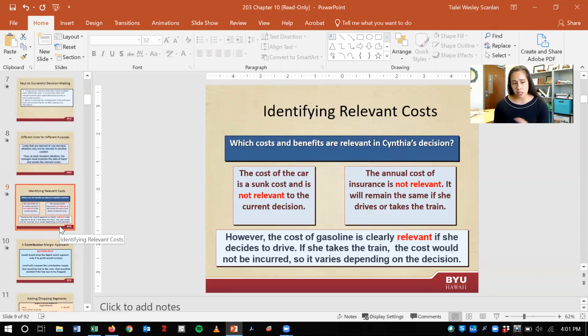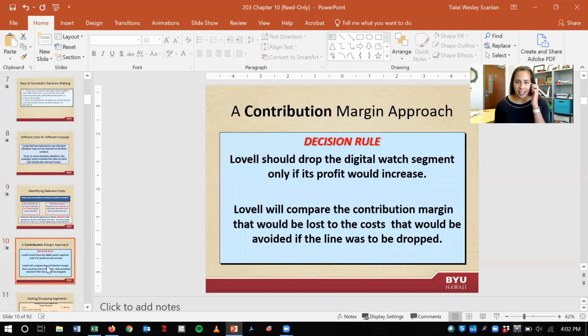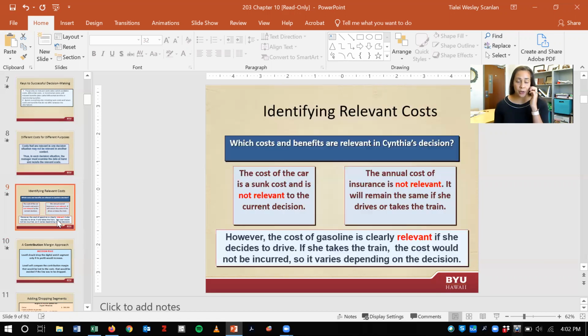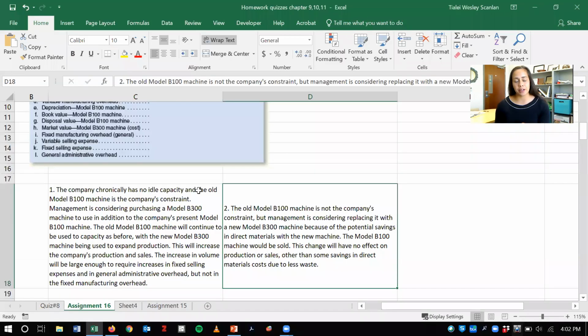For example, in the example given in these slides and also in the textbook, it talks about the cost of the car and whether you should drive or take the train, or whether you should drive or take the bike, right? The cost of the car, initially buying it, is a sunk cost, and that wouldn't be relevant. But if you're going to drive, the gasoline is definitely a cost, and that would be relevant. So now we have a basis for relevant and irrelevant.